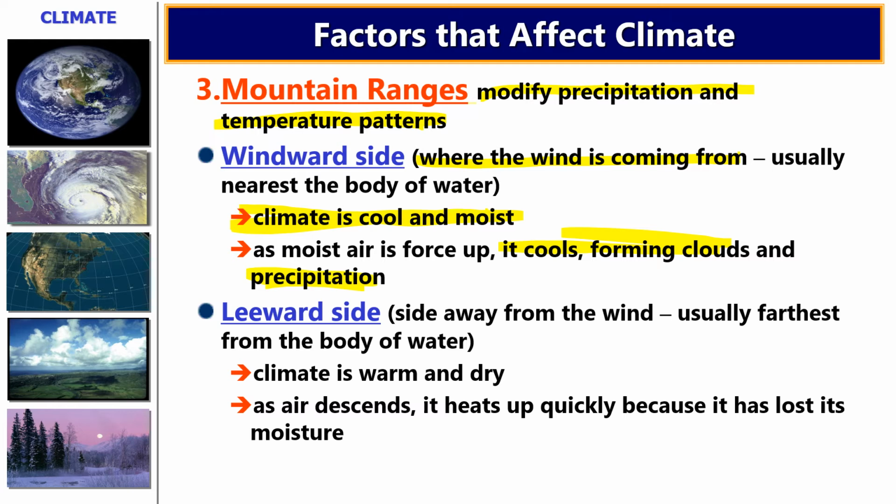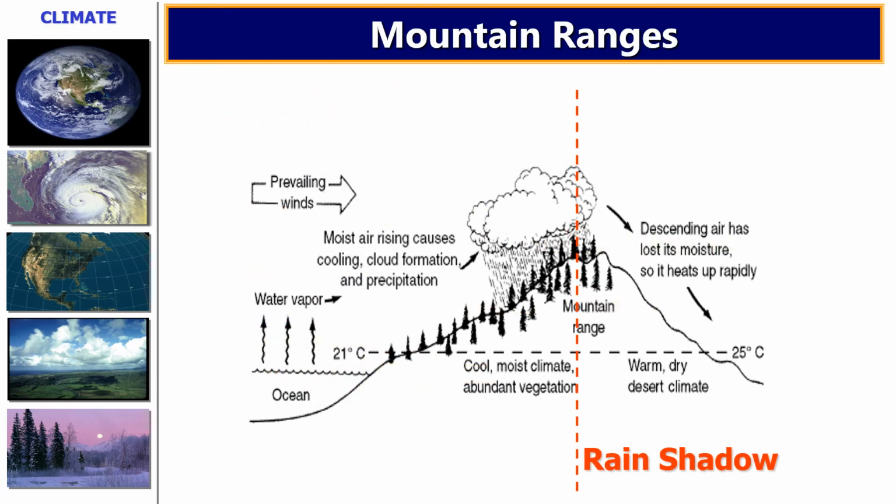Then the leeward side is the side away from where the wind is coming from. So it's farther away from the body of water. So the air begins to descend, and it's warm and dry. It's already rained out all of its precipitation. So this is known as the orographic effect, or a rain shadow.